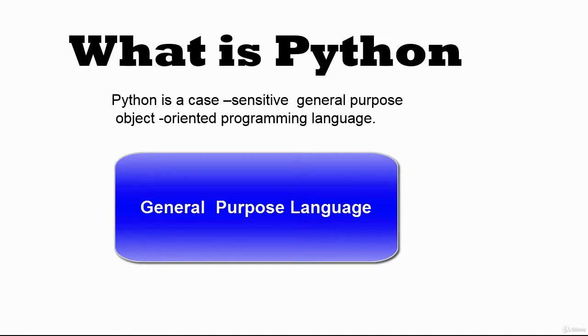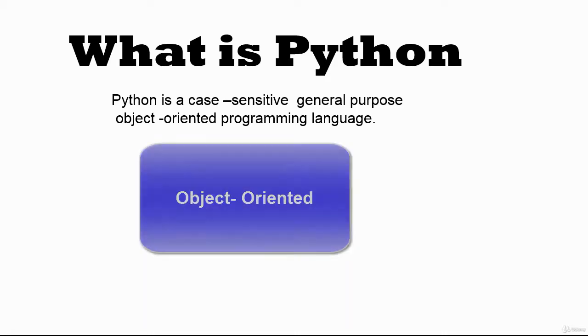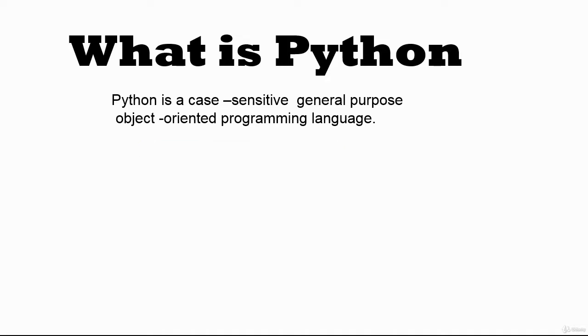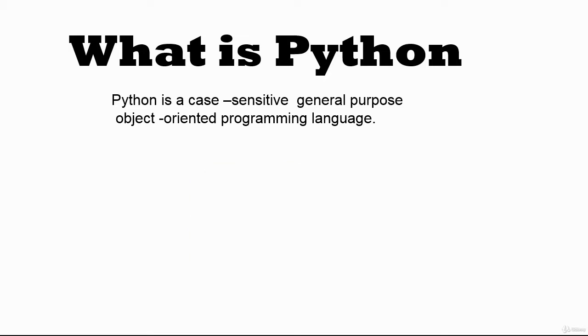Python is an object-oriented programming language. Object-oriented means it treats everything as an object. For example, in the real world, a car is an object, a person is an object, a teacup is an object. So Python treats everything as an object.